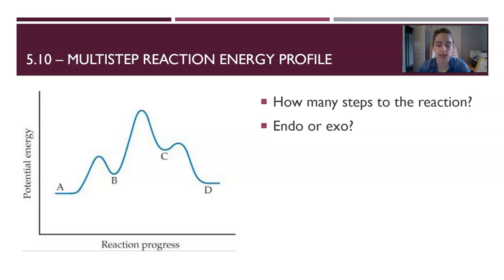When we compare the energies of our reactants A to our products D, the energy of our products is higher than the energy of our reactants. So that means that this is an endothermic reaction. So if the products are higher in energy than the reactants, it is an endothermic reaction, or there is an increase in the total system energy. So that's how we analyze a reaction coordinate diagram or a reaction energy profile for a multi-step reaction.